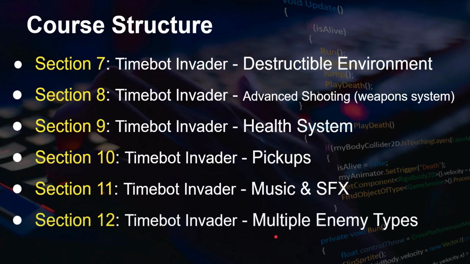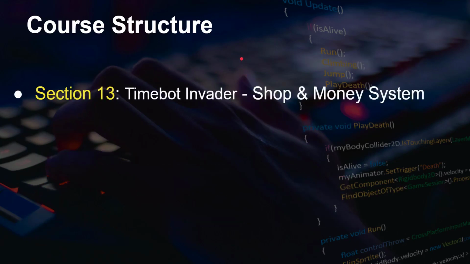We will have multiple enemy types. This is something that I've told you before. We already have one type of enemy, but we are going to create different AIs for different ways the enemies will work. We will have in section 13 the shop and money system, as you'll see in the next video maybe, or in the next couple of videos.